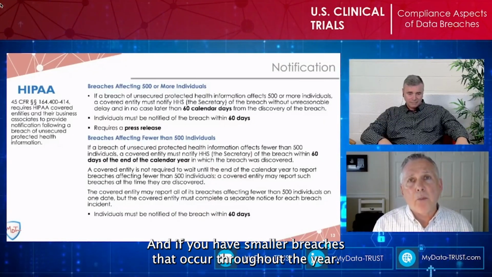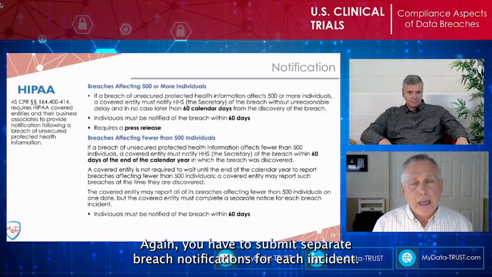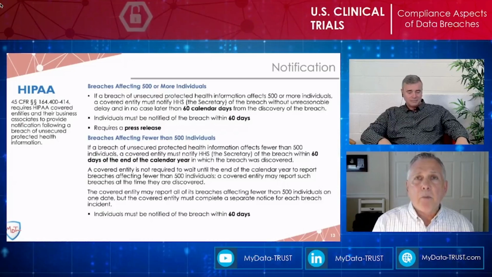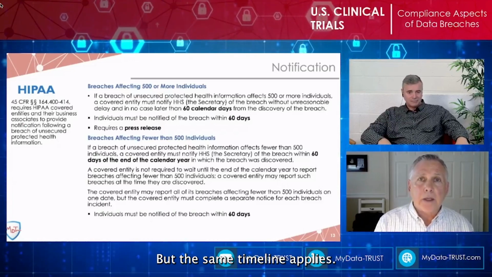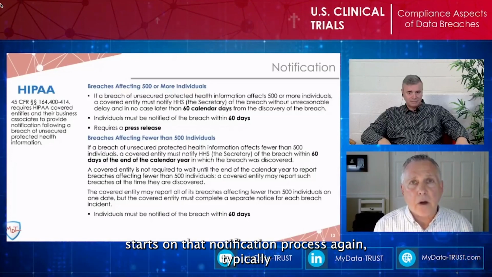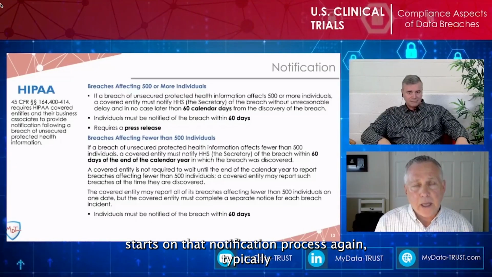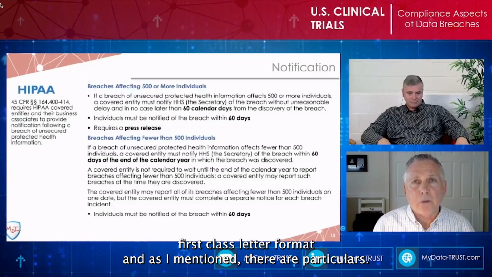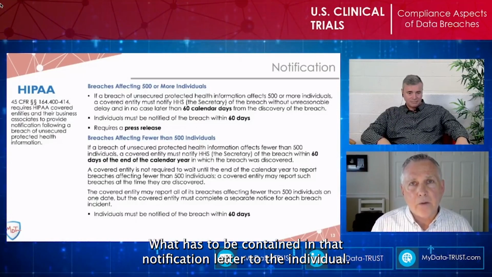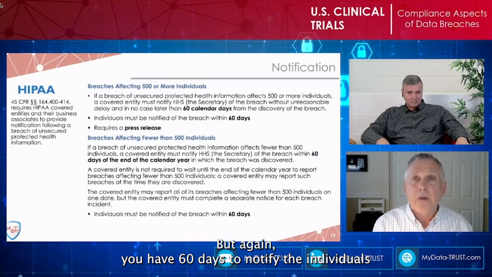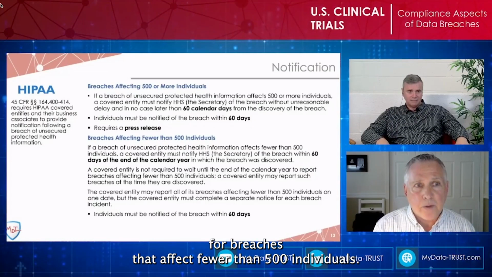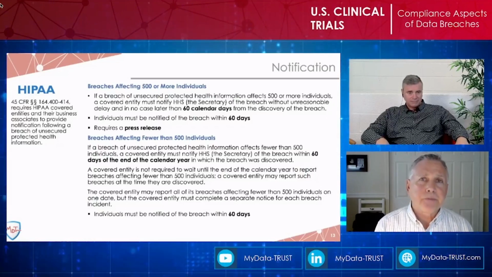If you have smaller breaches that occur throughout the year, again, you have to submit separate breach notifications for each incident, but the same timeline applies. However, once you do discover the breach, the clock starts on the notification to individuals, typically first-class letter format. As I mentioned, there are particulars about what has to be contained in that notification letter. But again, you have 60 days to notify the individuals for breaches that affect fewer than 500 individuals. Graham?